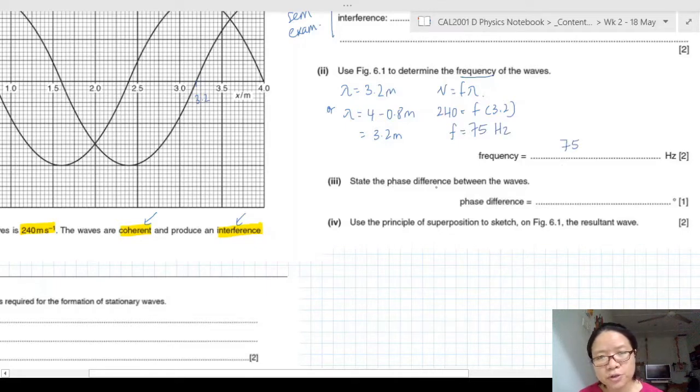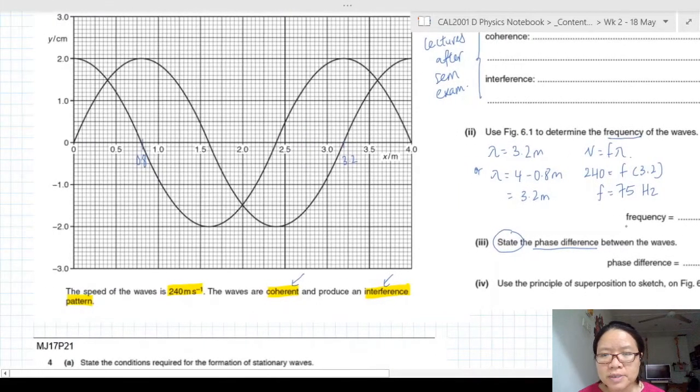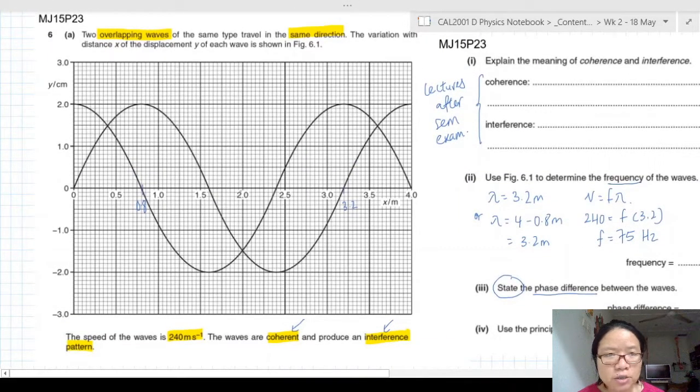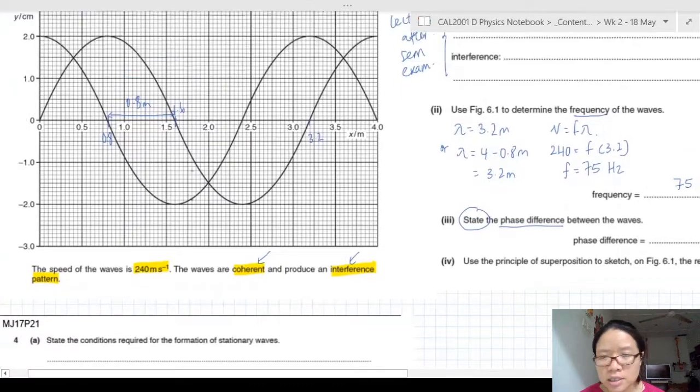Okay. Part 3, state the phase difference. When they say state, it means you should be able to see immediately, and it has to be in degrees. I don't know whether you can tell, these two are 90 degrees apart, sine and cosine curve. But if you have a problem, you can always take two separate, equivalent points to compare. Let's say you want to compare these 2 points because it's easier.